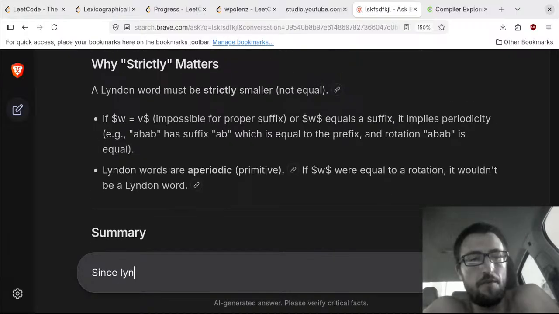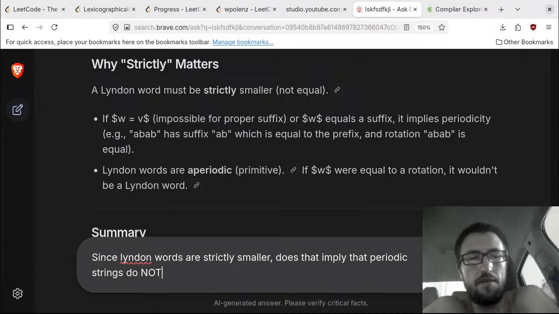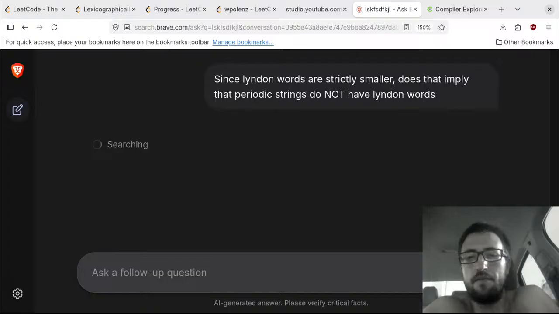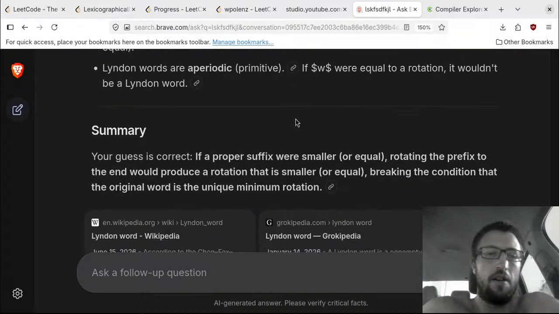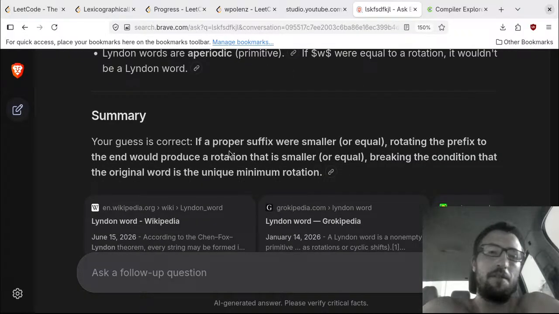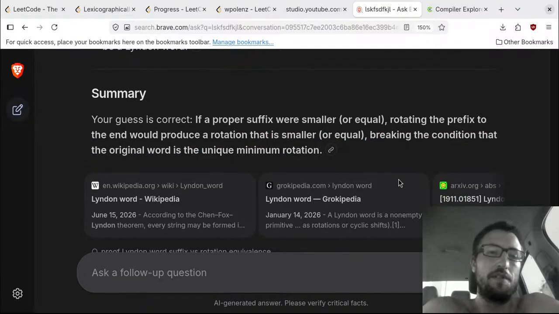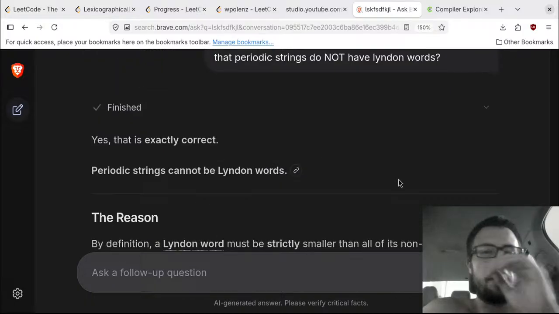Since Lyndon words are strictly smaller, does that imply that periodic strings do not have Lyndon words? I would assume so. Guess is correct. If a proper suffix were smaller, rotating the prefix to the end would produce a rotation that is smaller or equal, breaking the condition that the original word is the unique minimum rotation. Exactly correct. Okay, periodic strings cannot be Lyndon words.